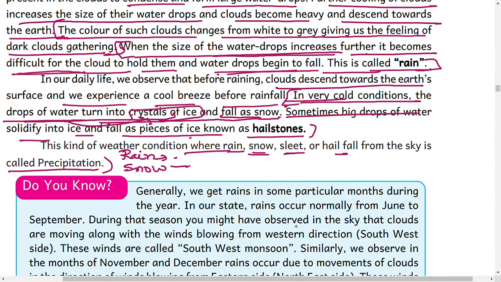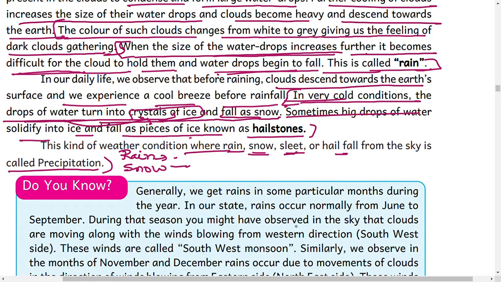And what is sleet? This occurs when rainfall drops fall through freezing air. They turn into pellets of ice. Such pellets of ice will be called sleet.